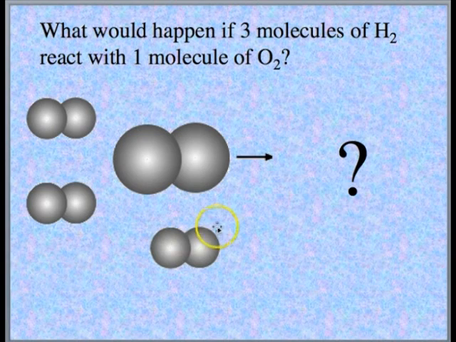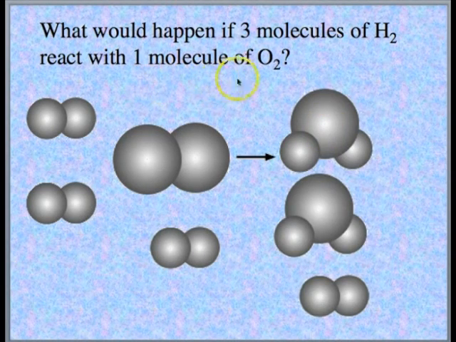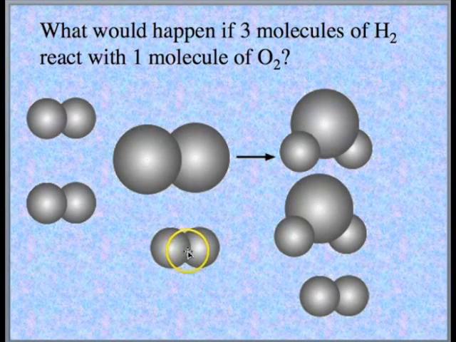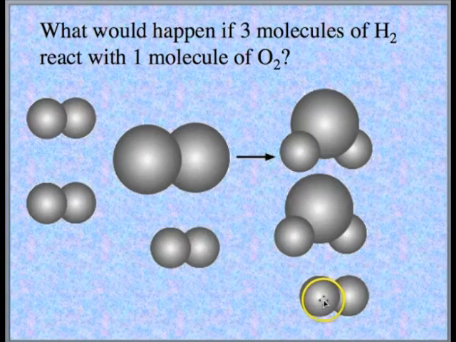Now, what would happen if we had 3 molecules of hydrogen and 1 molecule of oxygen? Would they be able to react together to form a product? It's a 2 to 1 to 2 relationship, and we'd still end up with 2 molecules of water, and the odd molecule of hydrogen, the third molecule of hydrogen, is not going to be able to react. It's going to be in excess, and it's going to carry over to the product. It'll just be floating around in excess.